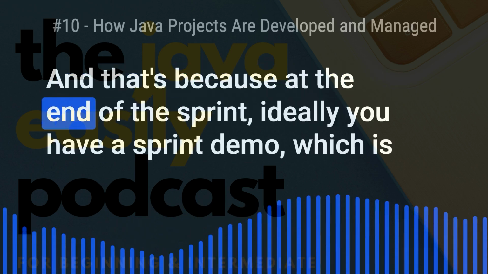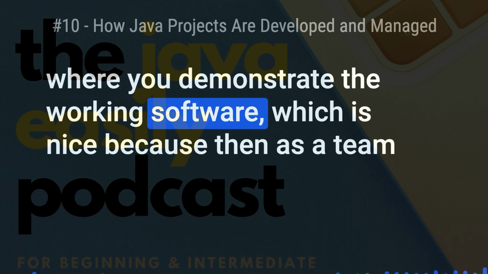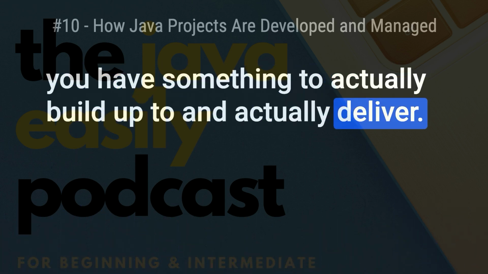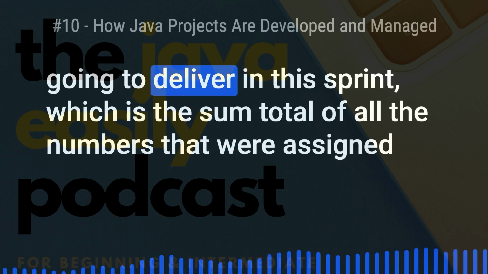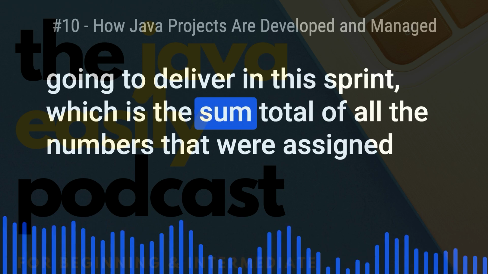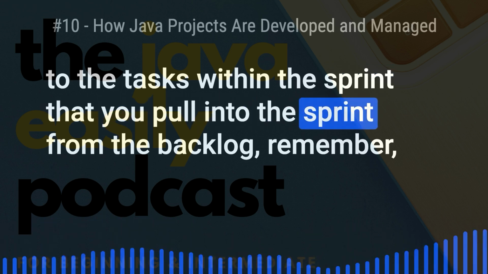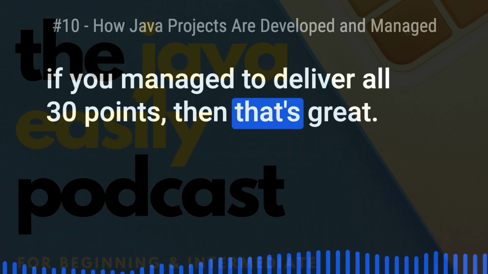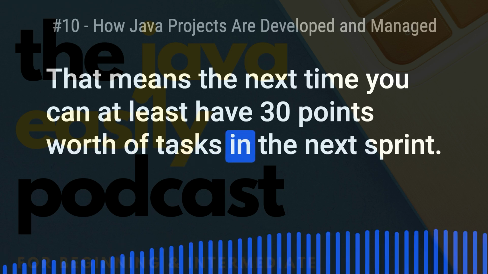And that's because at the end of the sprint, ideally you have a sprint demo, which is where you demonstrate the working software, which is nice because then as a team you have something to actually build up to and actually deliver. But from a planning perspective, if you say you've got 30 points which you're going to deliver in this sprint, which is the sum total of all the numbers that were assigned to the tasks within the sprint that you pulled into the sprint from the backlog, remember? If you managed to deliver all 30 points, then that's great. That means that next time you can at least have 30 points worth of tasks in the next sprint.